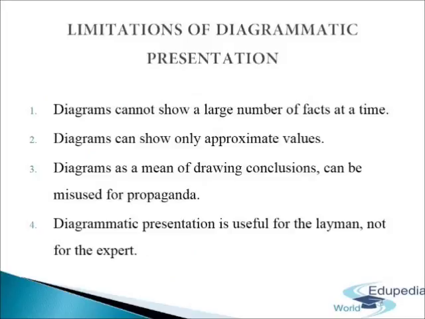Pie diagrams are often used particularly by newspapers and magazines when national, state or local government budgets are being determined. The major advantage of the pie diagram is that it is extremely easy to understand. But there are certain limitations of diagrammatic presentation which are as follows. First, diagrams cannot show a large number of facts at a time. Second, diagrams can show only approximate values. Third, diagrams as a mean of drawing conclusions can be misused for propaganda. And fourth point, diagrammatic presentation is useful for the layman, not for the expert.